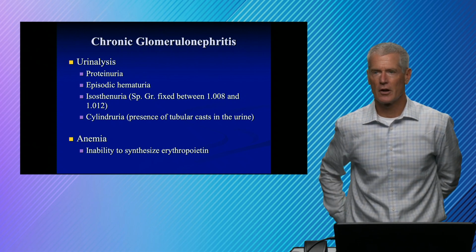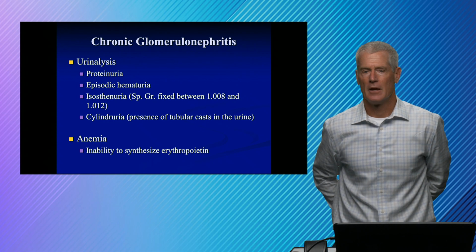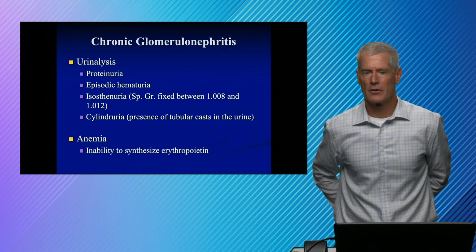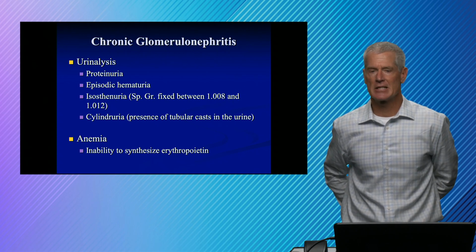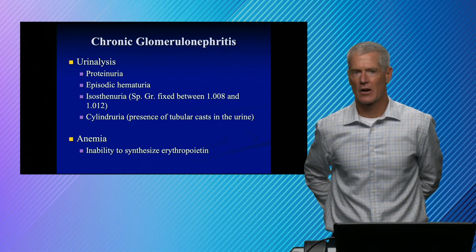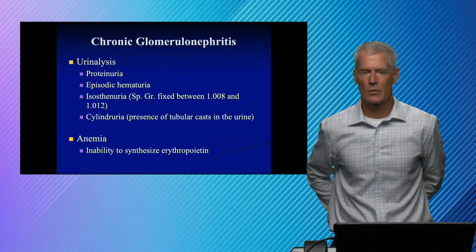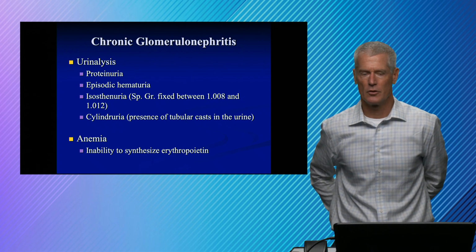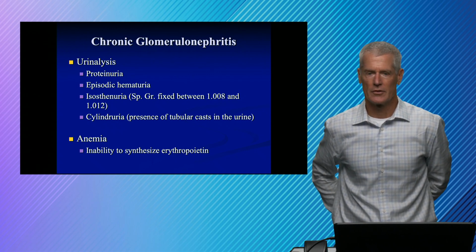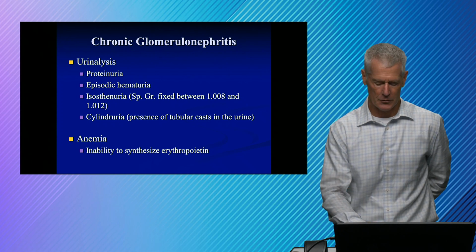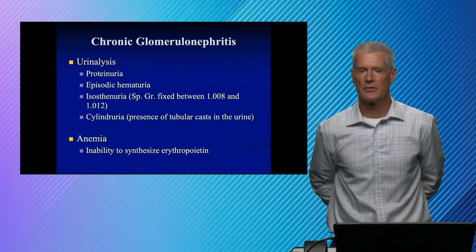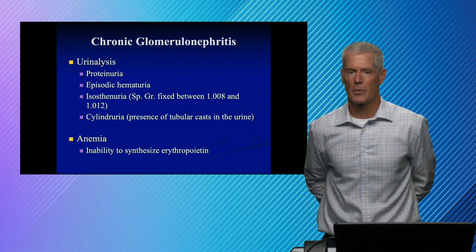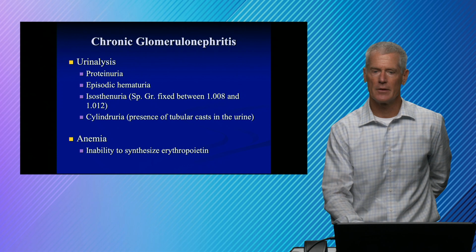So on urinalysis, you're going to find proteinuria. You can find hematuria, so red cells in the urine. Oftentimes, as we talked about, these patients become isosthenuric, where their specific gravity doesn't change much, irregardless of fluid status. And essentially that is saying that their kidneys, both their tubules and their glomerulus, are not working. These patients become anemic because one of the functions of the kidney is synthesizing erythropoietin, and without erythropoietin, you don't synthesize new red cells.